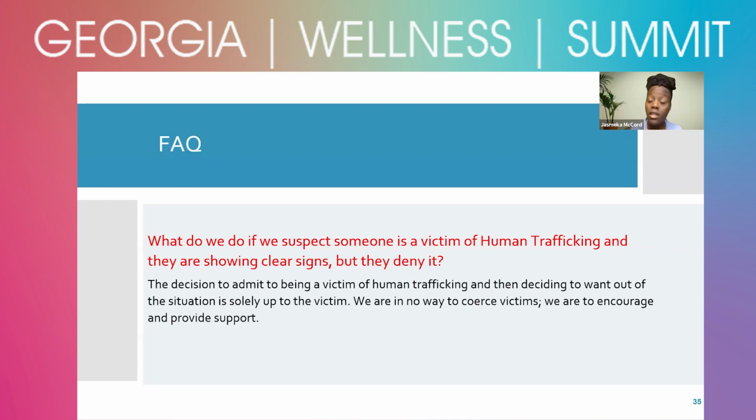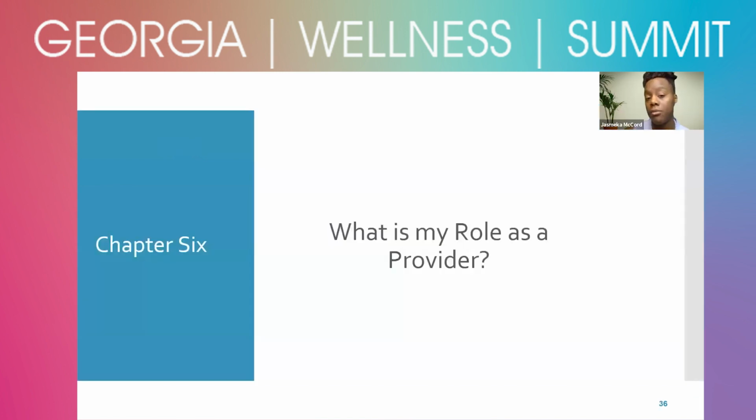Unfortunately, there isn't anything that you can do in that situation. We are in no way to coerce victims, okay? Then you're no better than the trafficker themselves. We are to encourage them and to provide the support that they are ready for in that moment. But the best way that you can arm them to be able to get out of that situation is to give them as much information as possible, to let them know there is a way out, to let them know that there are resources available to them, and to let them know that we are going to go after that trafficker once they disclose that information and that it's okay.